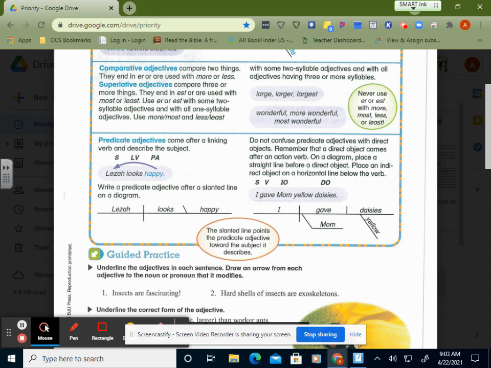And then down here, you've got wonderful. You don't say wonderfuler and wonderfulest. You say more wonderful and most wonderful. And down here, it even says never use ER or EST with more and most and less and least. So you would not say more larger. You wouldn't say more larger or most largest. Yeah, well, that's even a whole other.